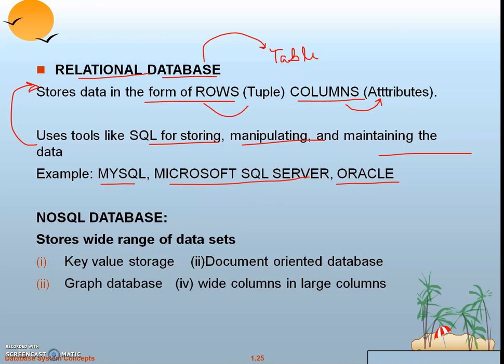Next one is NoSQL kind of database. NoSQL is quite opposite to the relational kind of database. That means here I'm not going to follow the tabular approach; the approach is non-tabular. I'm not using rows and columns, but in turn the data is stored by key value, or in the form of document oriented, or graph, or wide columns. This is how the data is handled in a NoSQL database.